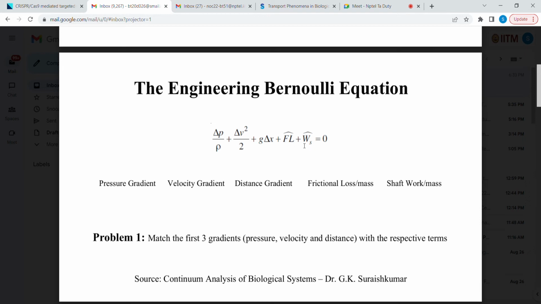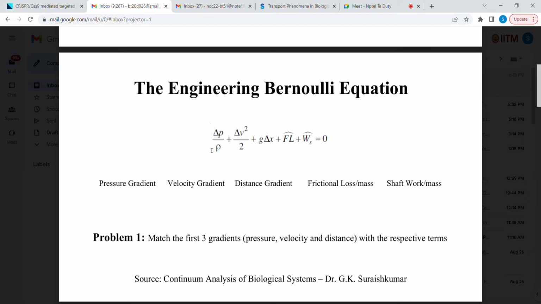So these two are new terms. Some of you may have, but many of you may not have come across this one. So let's leave it as that. The first problem is to match the first three gradients. When you have the symbol delta, that itself implies that there is a gradient. So match the first three gradients with the respective terms: pressure gradient, velocity gradient, and distance gradient.